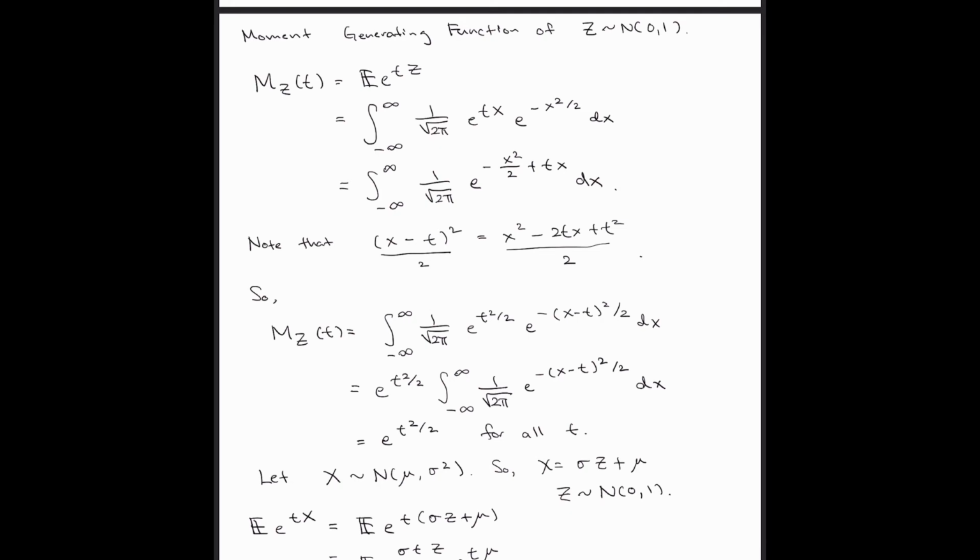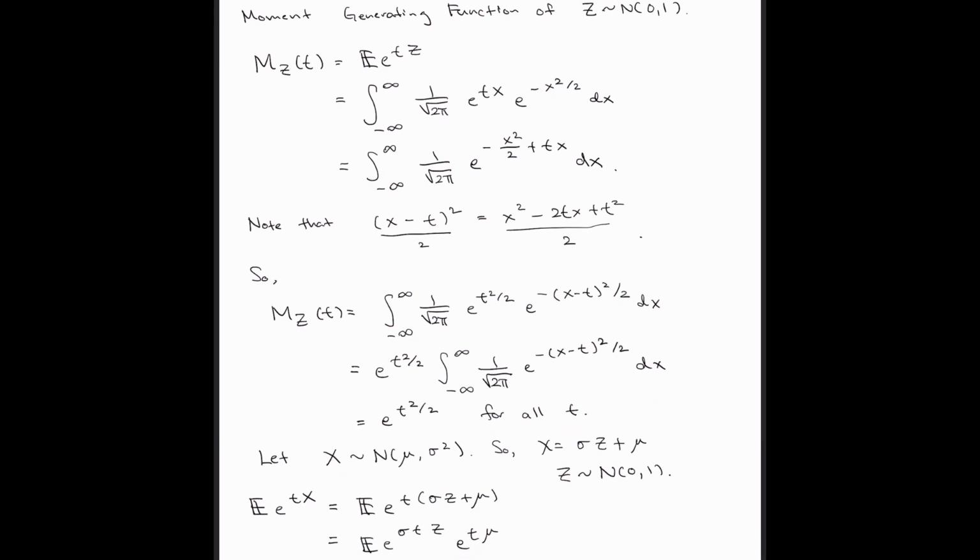And now observe what's left. This, if you can identify it, is actually another PDF, the PDF of a normal with mean t and variance 1, right? So this entire thing integrates to 1. And now the moment generating function is e to the t squared over 2 for all t in the real numbers.